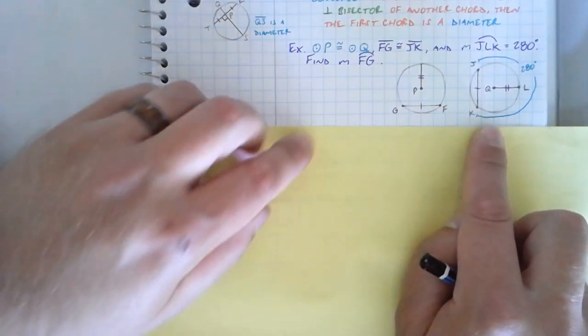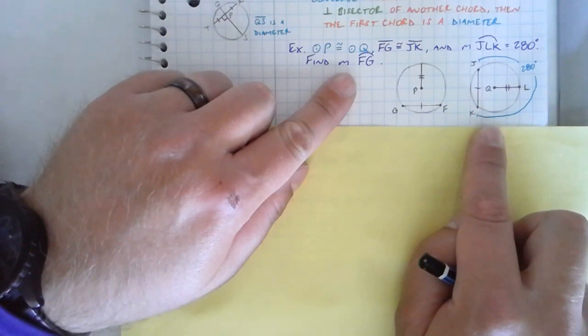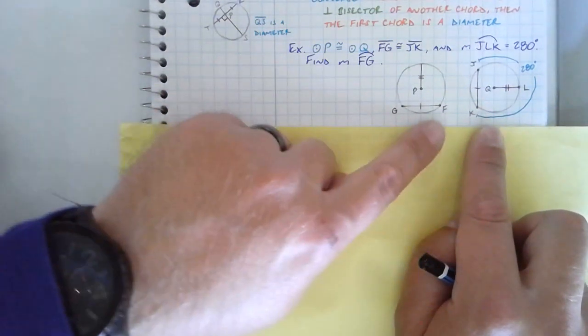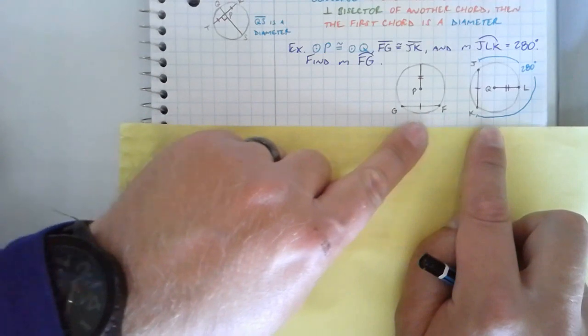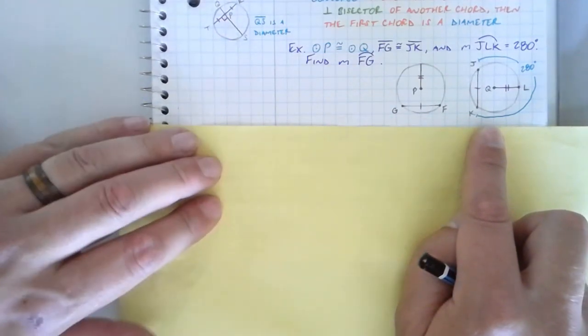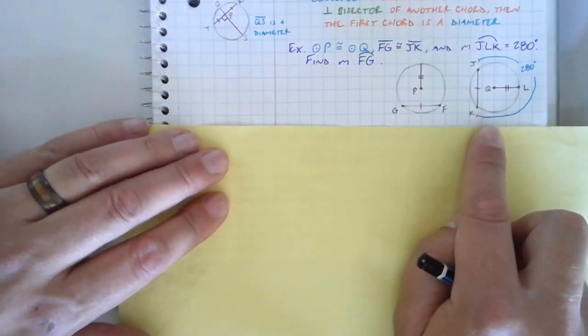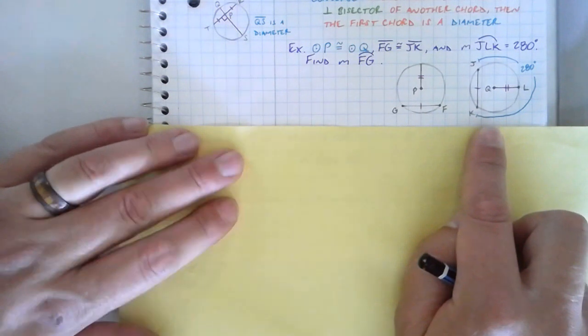Based on that information, my job here is to find the measurement of arc FG. FG is going to be this arc down here. Just to remind us, the measurement of an arc at this point will be in degrees. So I know my answer needs to be in degrees.